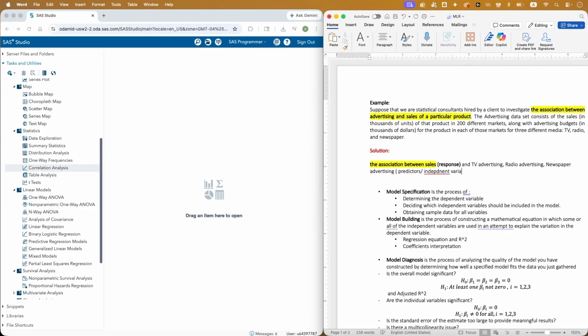So if the client is willing to study the association between sales, the response, and one of these, then we are talking about simple linear regression. But if we are studying the relation between one response variable and more than one predictor, then we are talking about multiple linear regression. The question is how to study the association between these variables, the sales versus the advertising budgets for the different media. We're going to follow some steps.